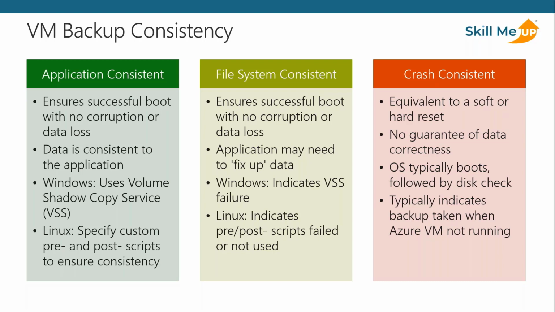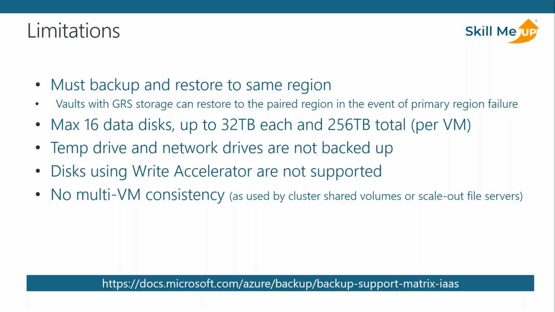Okay, so limitations. We talked about the region limits already, so your backup and restore are in the same region, but you can use globally redundant storage. There are at most 16 data disks per VM, and you're allowed up to 32 terabytes per disk and 256 terabytes total. These numbers keep changing, so they have increased these in the last year or so.